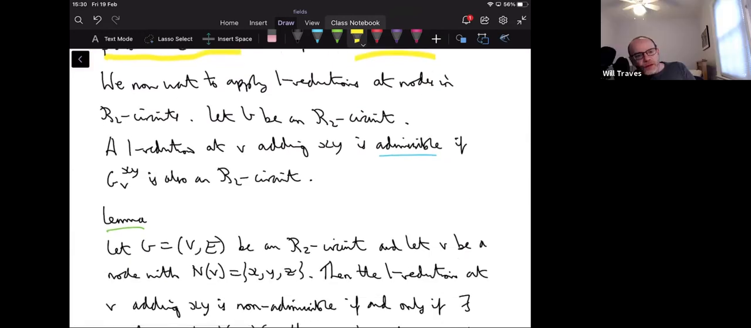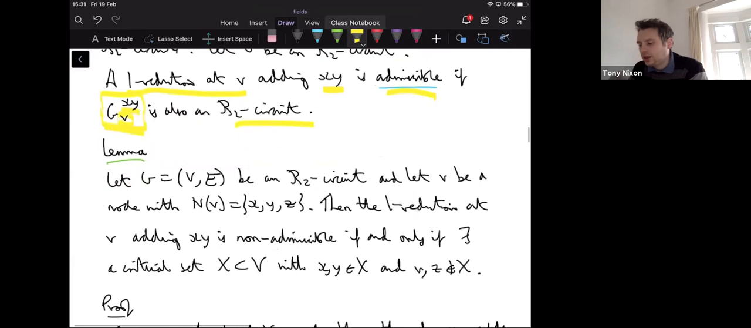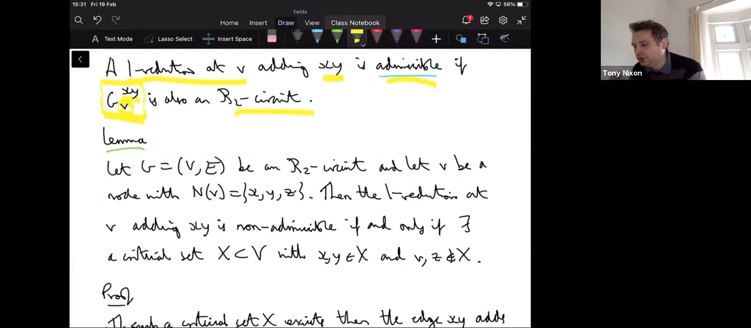So I say a one reduction at a vertex, a node, V, that adds XY among the neighbors of V is called admissible. If the graph you get, G sub V subscript XY, is the graph I get from G by applying a one reduction at V, adding the edge XY, that one reduction is admissible if the graph you get is a circuit. And it's non-admissible if it's not. So when is one of these one reductions admissible or non-admissible?